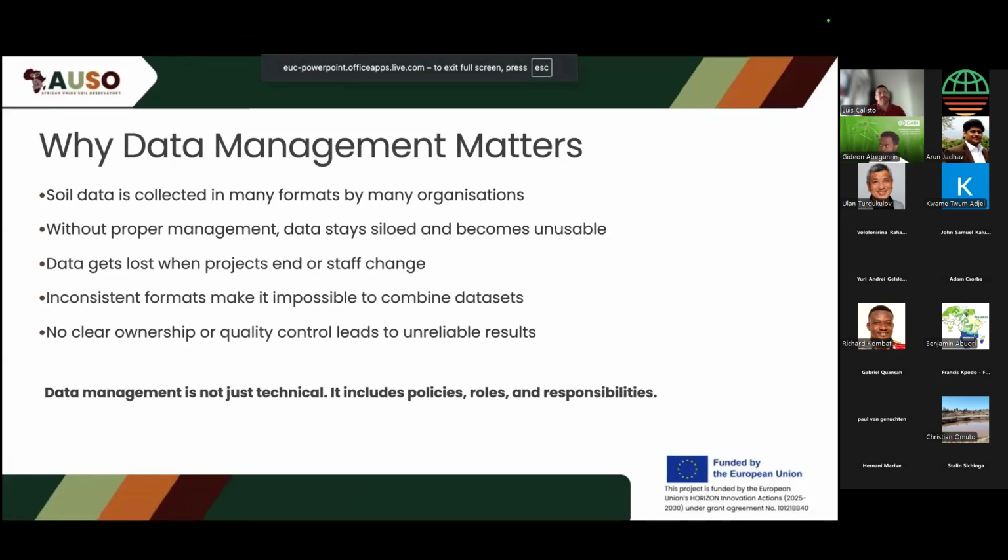Okay, so it's nice, and I like to see that many of you already use Excel, and a few already use databases. One of the key questions is why data management matters. Why do we care about this? Why don't we just store it in our Excel and that's it? Like we just realized from these questions, soil data is collected in many different formats by many different organizations. Some store it on paper, some in Excel, some in a mix of several formats. And without proper management, data stays in different silos. And sometimes this becomes unusable, or I don't even know where the data is. I don't know what I can do with this data.